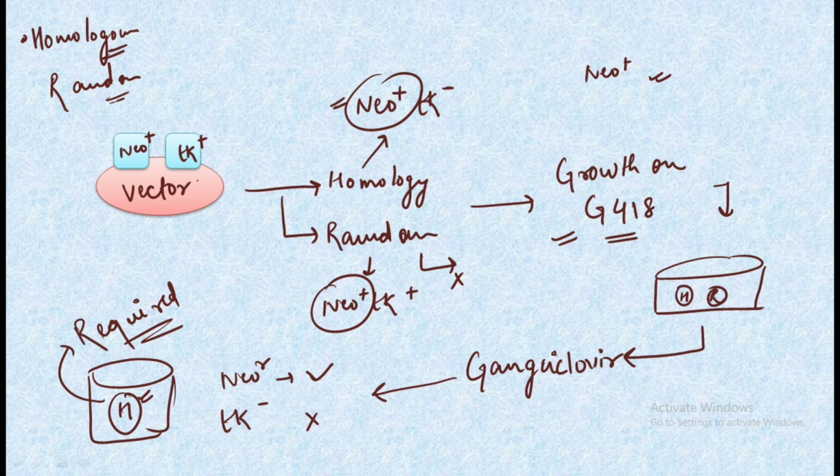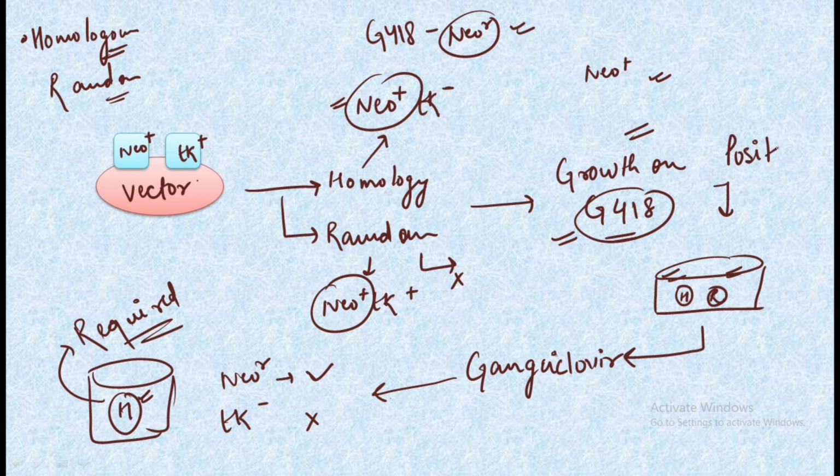So initially what we did is that first we grew the complete vectors on the G418, and because on G418 the neomycin resistant ones could survive, both the H and the R, that is both the homologous and the random ones, survived, and in this case we are doing the positive selection. Why?